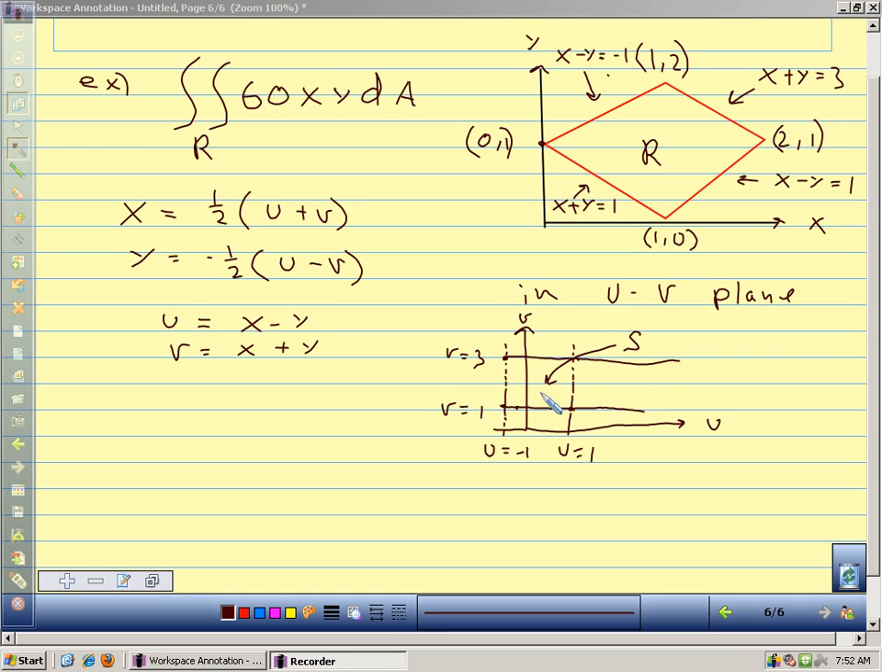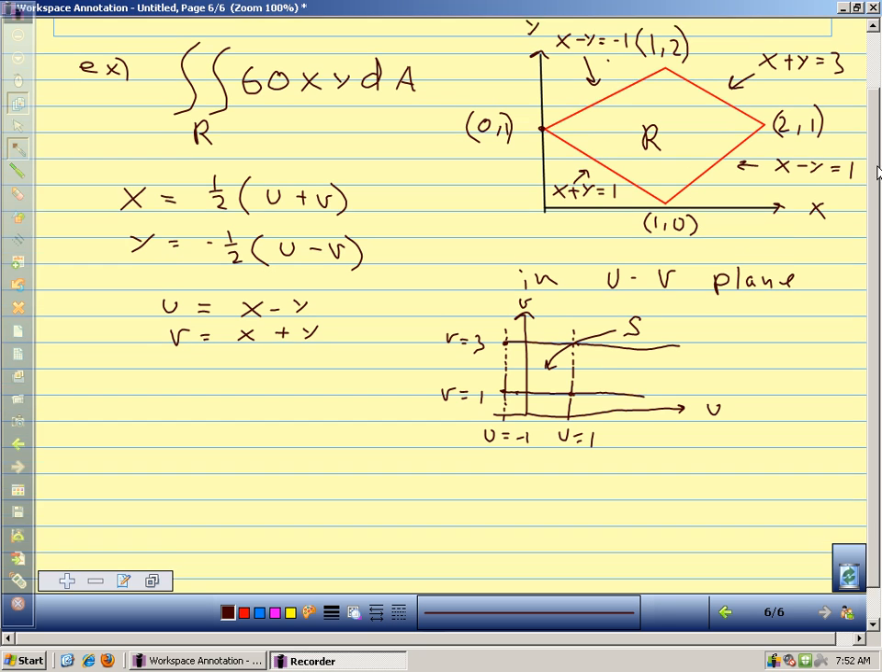Does everybody follow how I found the boundaries of my new region? Yeah? All right, now we're almost ready to do our integral. Now we need to calculate our Jacobian. We did a substitution. We need to find our Jacobian.